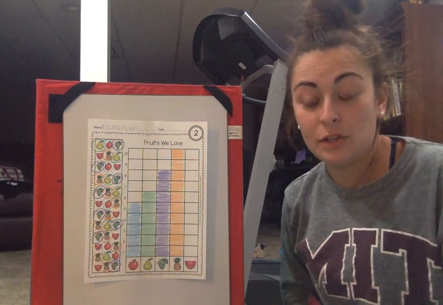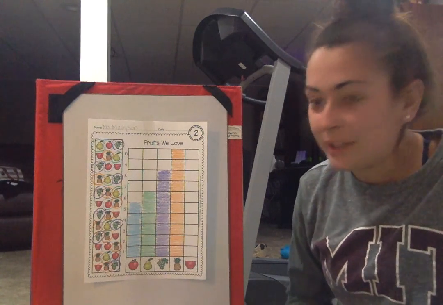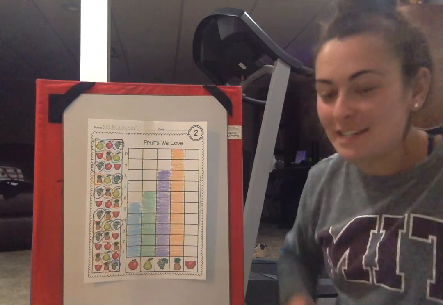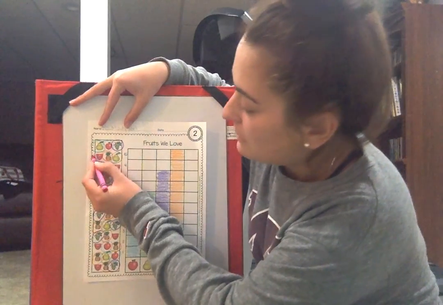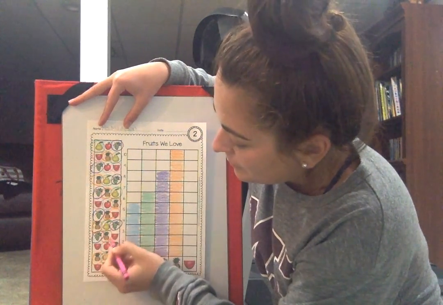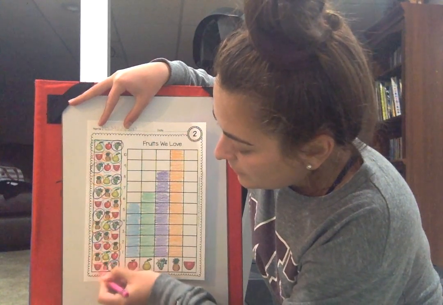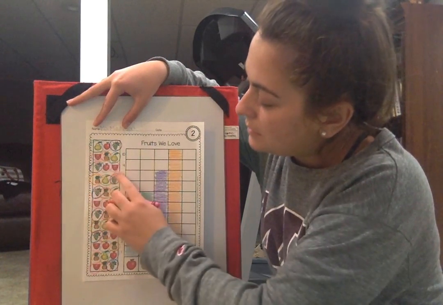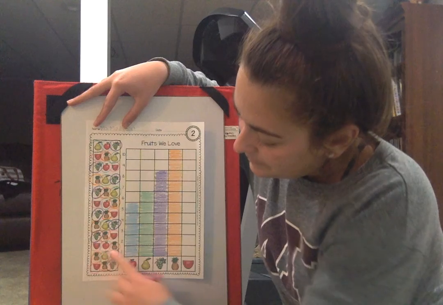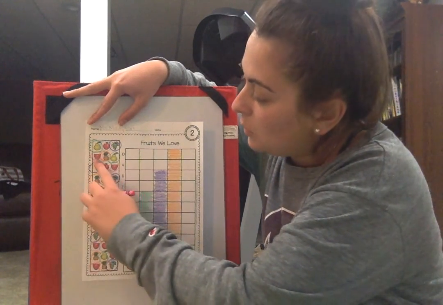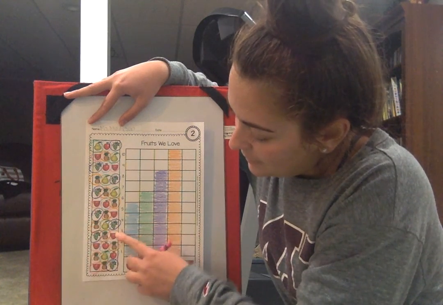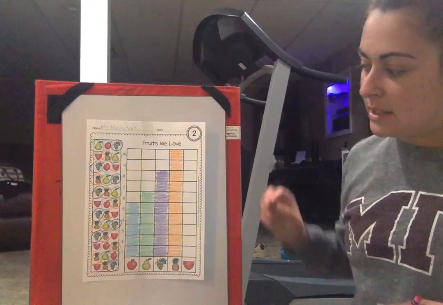Yeah, that's a watermelon. So we are going to use pink. And what letter does watermelon start with that we learned this week? Good, W. So let's circle those watermelons. Okay, and let's count. 1, 2, 3, 4, 5, 6, 7. Let's double check. 1, 2, 3, 4, 5, 6, 7. And we're going to color in 7 squares.